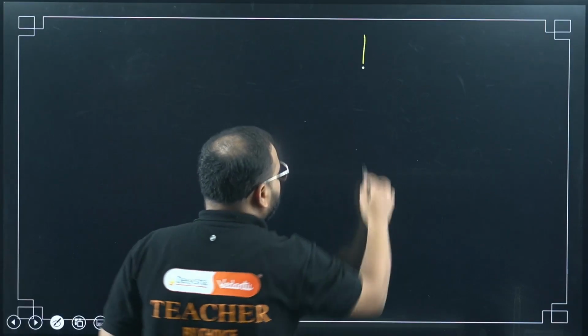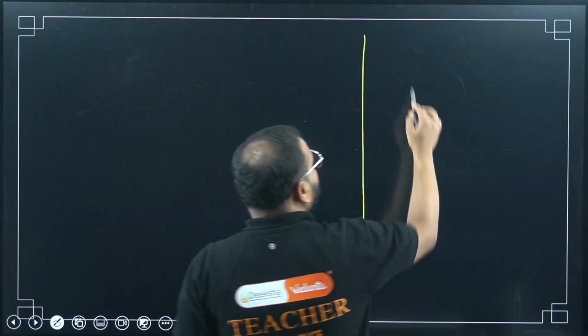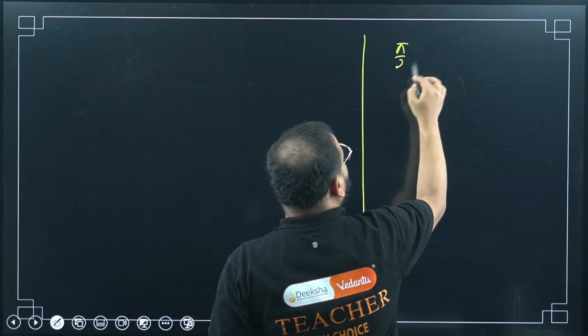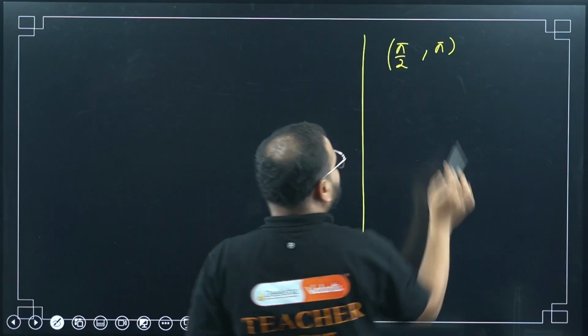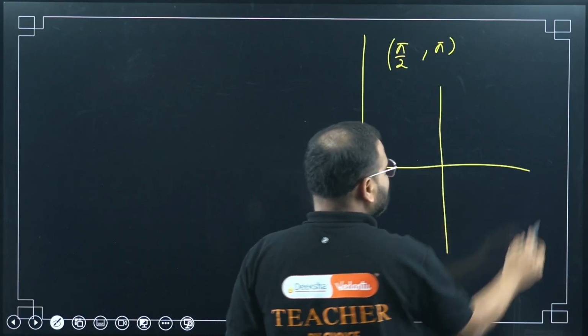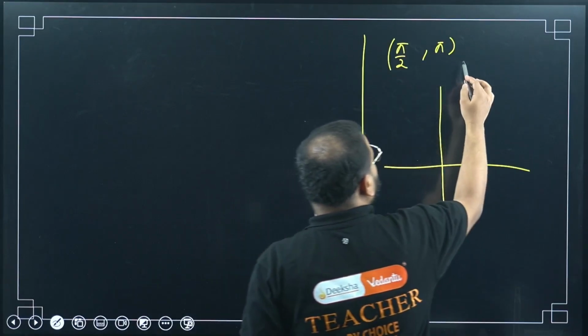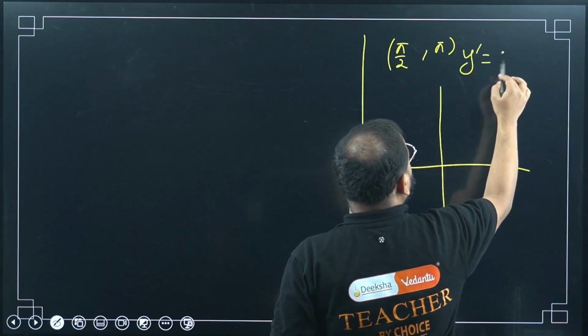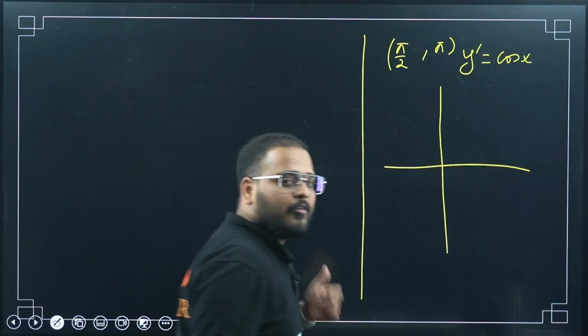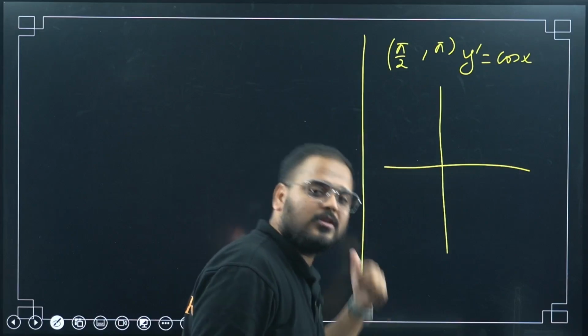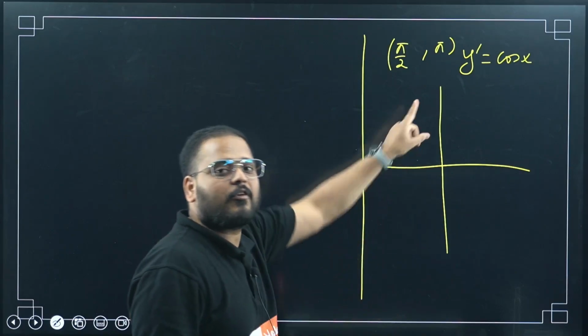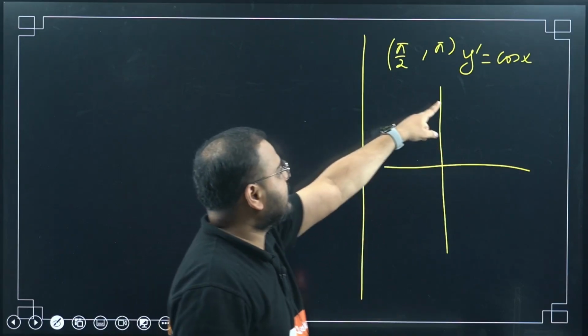Okay, same way, look at the second option. I have to take from pi by 2 to pi. Look at the graph of the function. Which function? Cos x, sir. Why cos x, sir? Because what is my derivative? Derivative is y dash equals cos x. Sir, why are we checking the derivative? Because to know the function's increasing and decreasing nature, we use the first derivative test. So that's why I'm taking the first derivative.